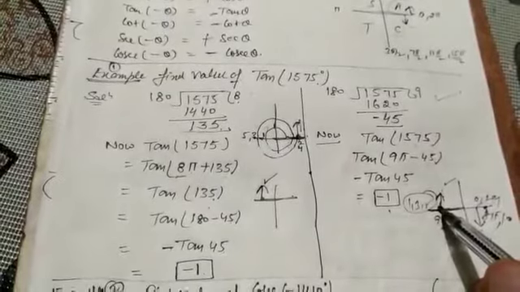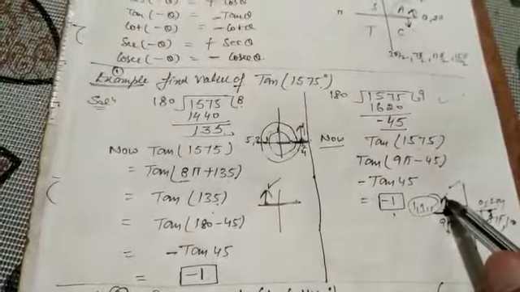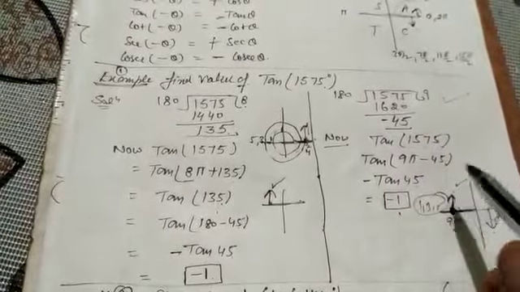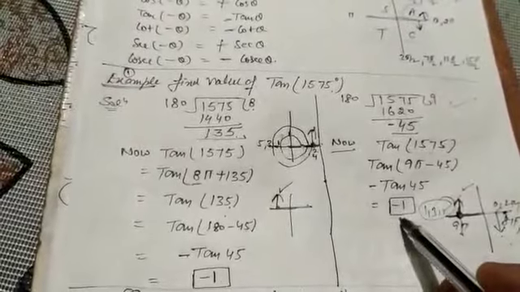So 9 pi. 9 pi minus theta means moving backward in the second quadrant. Second is the house of sine and cosec. So this tangent will make a negative symbol. It is equal to minus 1.